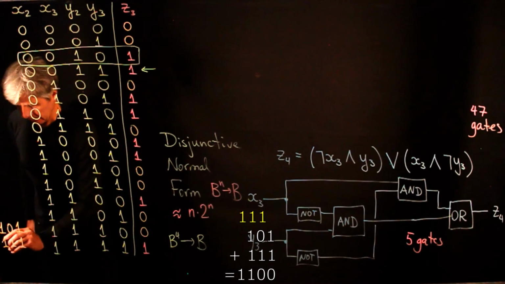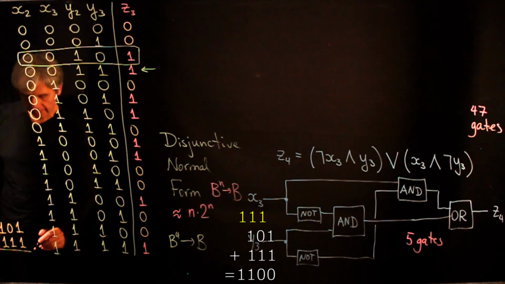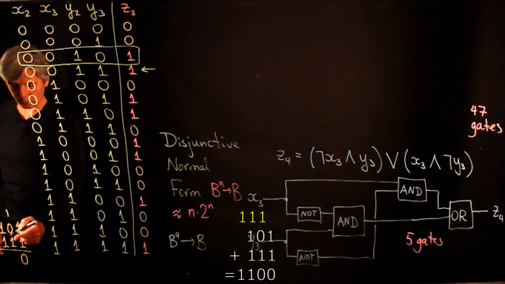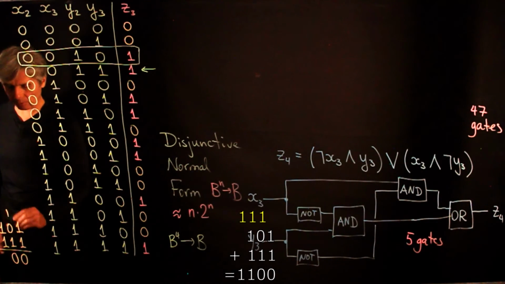So how do we do that? We start with the lowest bits. 1 plus 1 is equal to 2, so we write a 0 and we have a carry of 1. Then here we have 1 plus 0 plus 1. That's again 2, so we write 0 and we have a carry of 1.